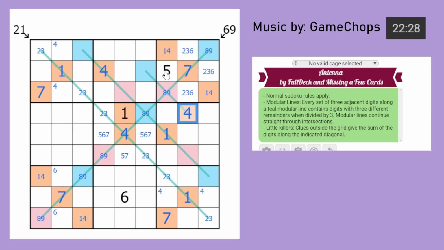Okay, but I actually don't know what I'm supposed to do now. Can I do more regular Sudoku? I don't think so. Not the 1s right now. Not the 4s either. Yeah, not the 4s either. And the 7s don't give me much help. No.